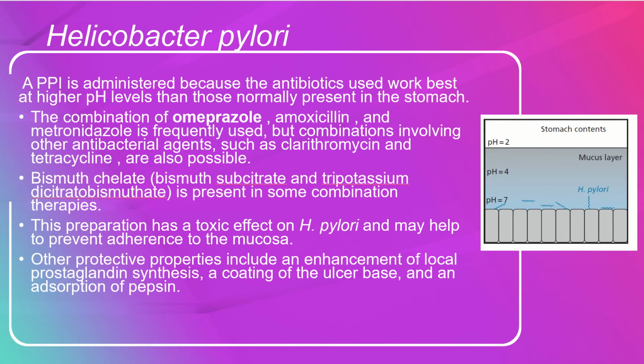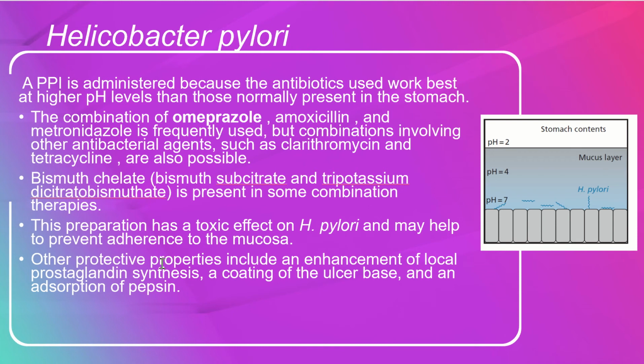So a PPI, and so we're going into the reason for this therapy. A PPI is administered because the antibiotics used were best at higher pH levels than those normally present in the stomach. And so the combination of omeprazole, which is your PPI, and your antibiotics, amoxicillin and metronidazole, is frequently used, but other combinations have been used as well.